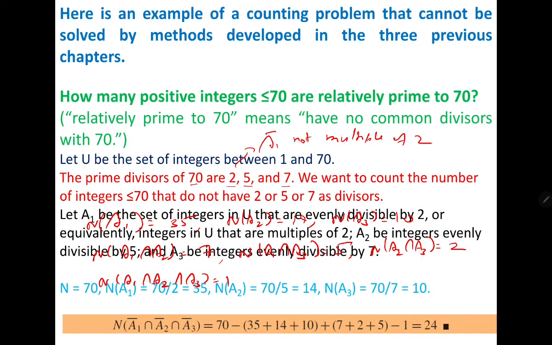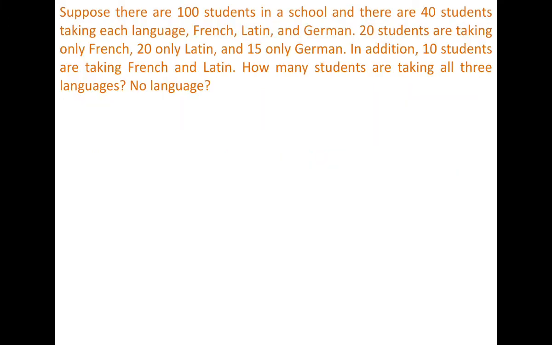Now use the inclusion exclusion principle, that gives you n of A1 bar intersection A2 bar intersection A3 bar is 24. So this is the last question.